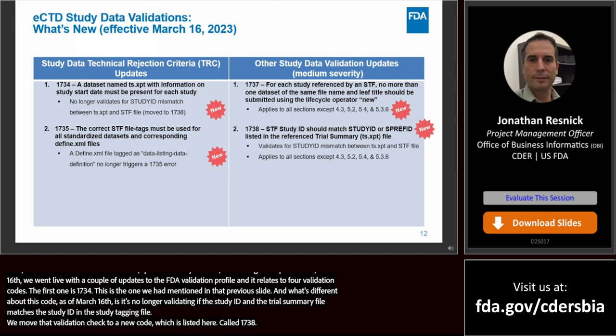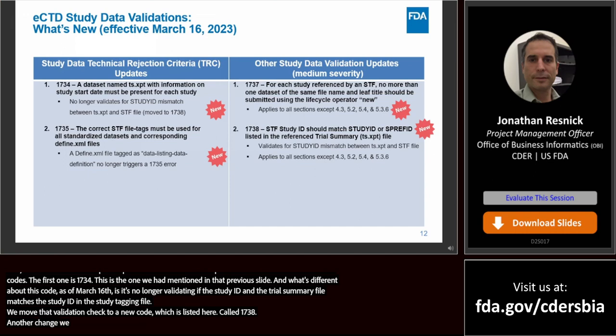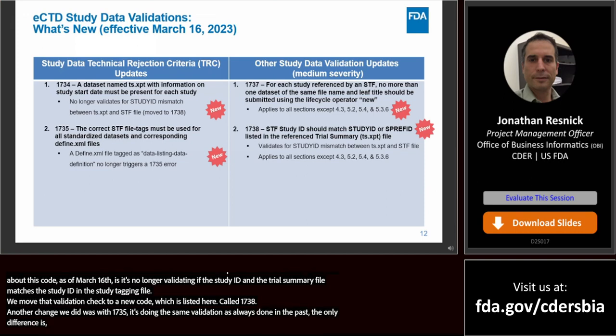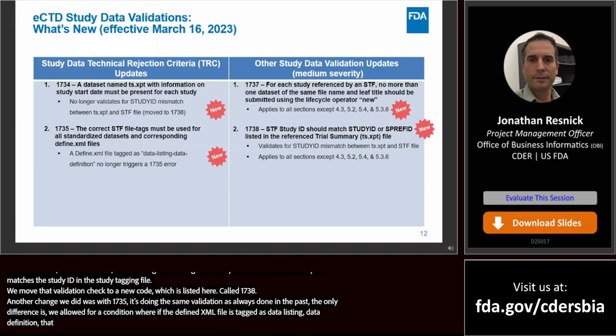Another change we did was with 1735. It's doing the same validation as always done in the past. The only difference is we've allowed for a condition where if the define XML file is tagged as data listing data definition, it would no longer trigger 1735. So we allow that to be another valid file tag.